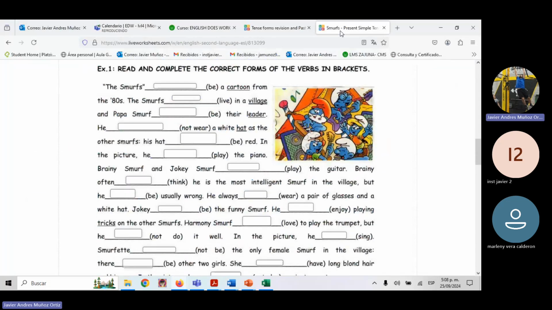The idea for you is to complete this exercise conjugating the verbs in braces, I mean play, enjoy, not, do, and so on, but in their past form. For example, the Smurfs is a cartoon from the 80s. This is the simple present tense. How do we change this into its past form? We would say the Smurfs was a cartoon from the 80s. Okay, that's everything we need to do with this exercise.